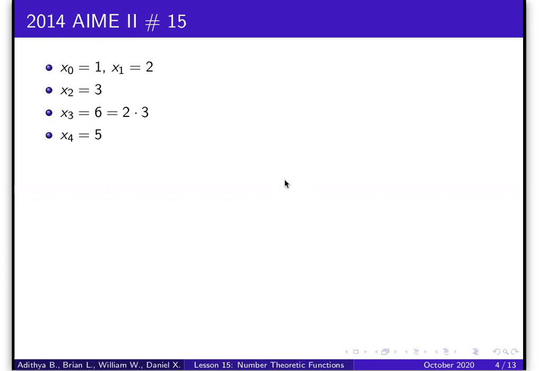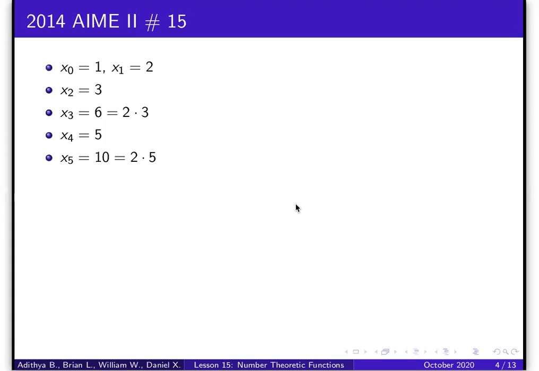And then x sub 5. It would be 10 because the smallest prime that doesn't go into 5 is 2. So we multiply by 2, and we don't have to divide by anything. So that makes for 10.